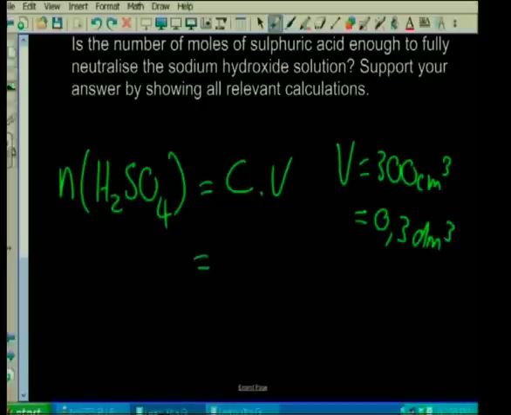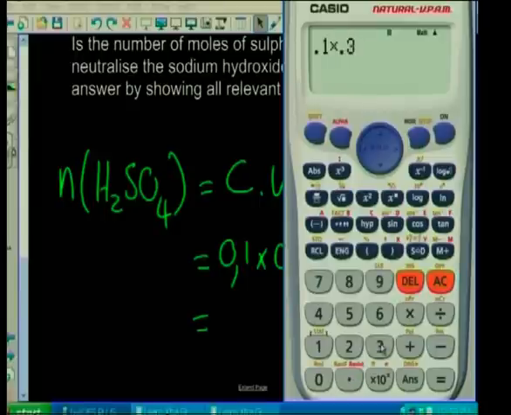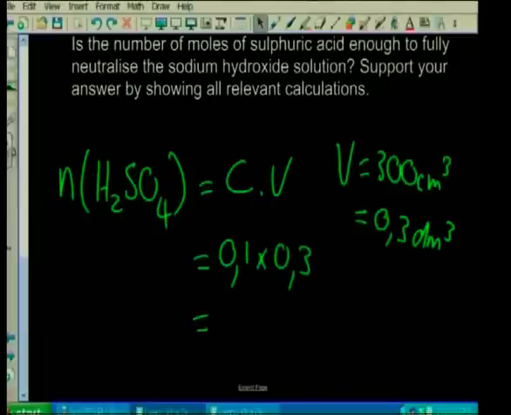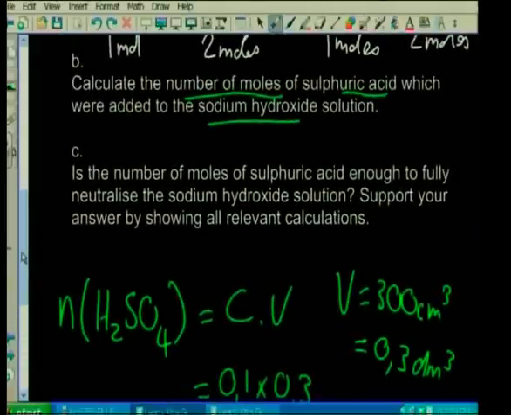Now I can substitute in and say the concentration was 0.1 multiplied by 0.3. If I use the calculator, don't even really need to, but let's do it. 0.1 times 0.3 gives me 0.03 moles. Using a tenth, multiplied by 0.1, means dividing by 10. 0.03 moles. Now remember what I said about the reaction, and this is the part that we've got to do in part C. Is the number of moles of sulfuric acid enough to fully neutralize? That means react completely with the sodium hydroxide solution.